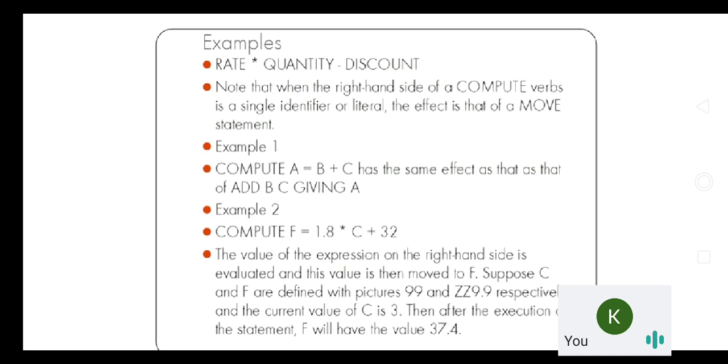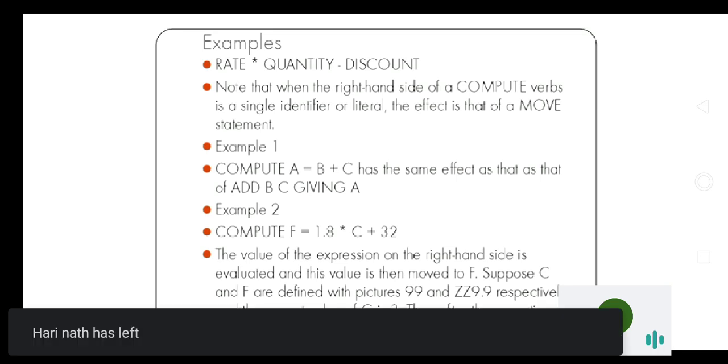So compute a equal to b plus c. We are going to add the value of b plus c and then assign it to a, which is similar to the ADD verb, ADD b c GIVING a. And then you have one more example, compute F equal to 1.8 asterisk C plus 32. This is to calculate the Fahrenheit value. They are using this expression to calculate the conversion of Celsius to Fahrenheit.